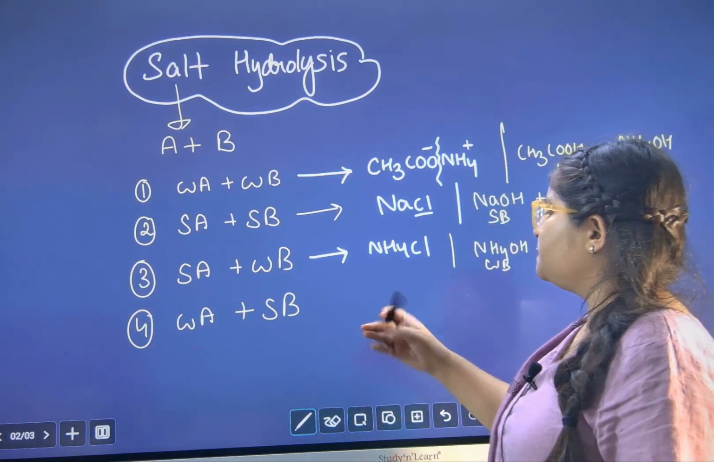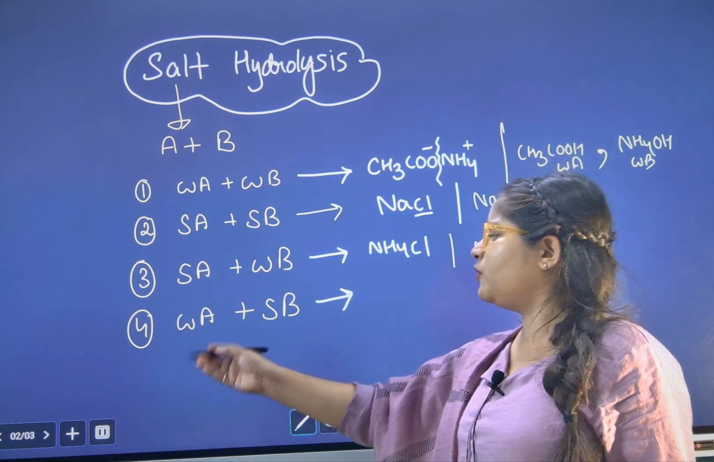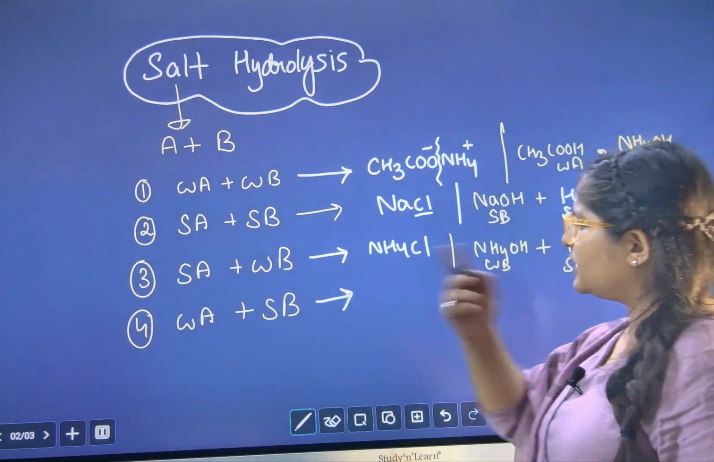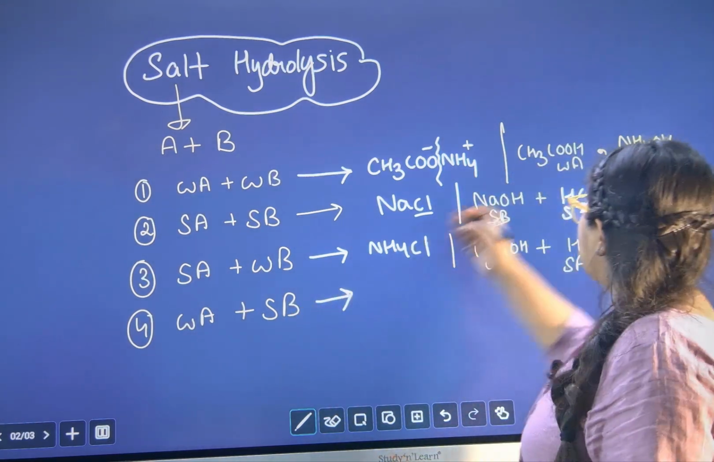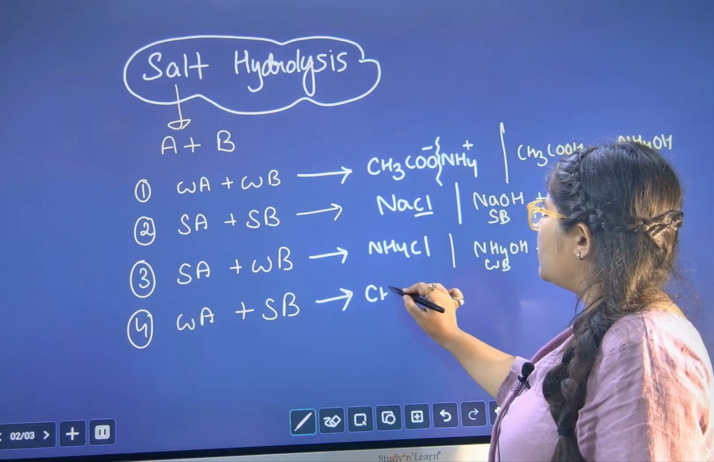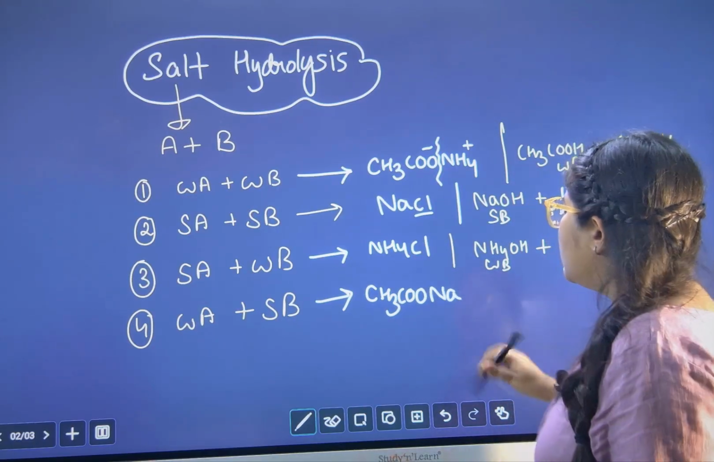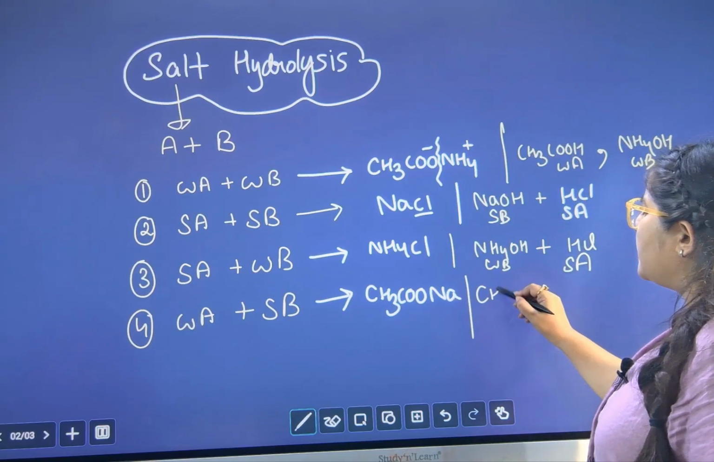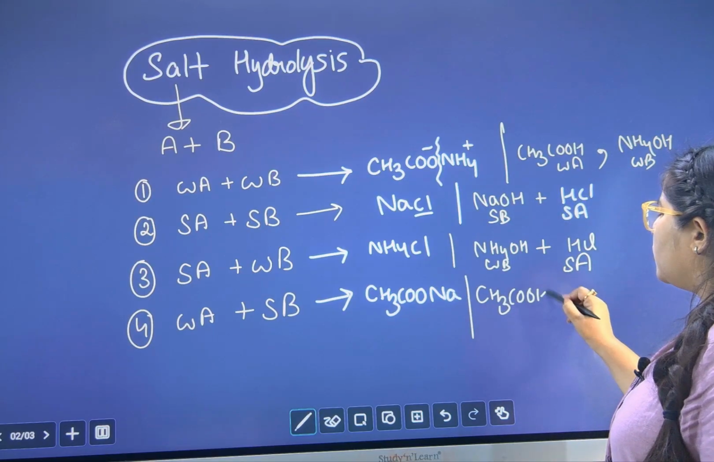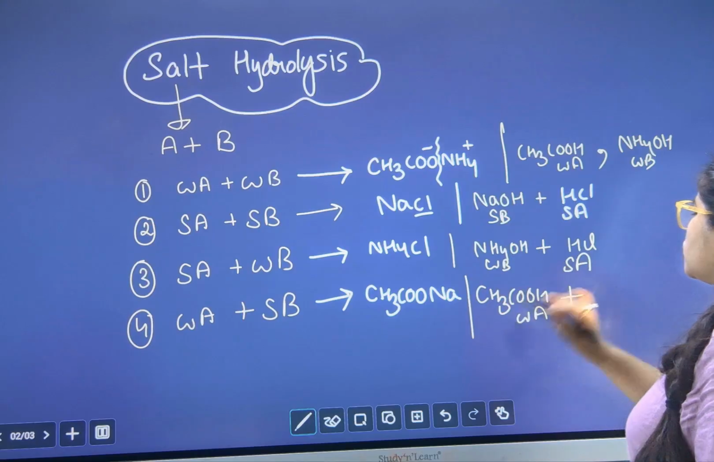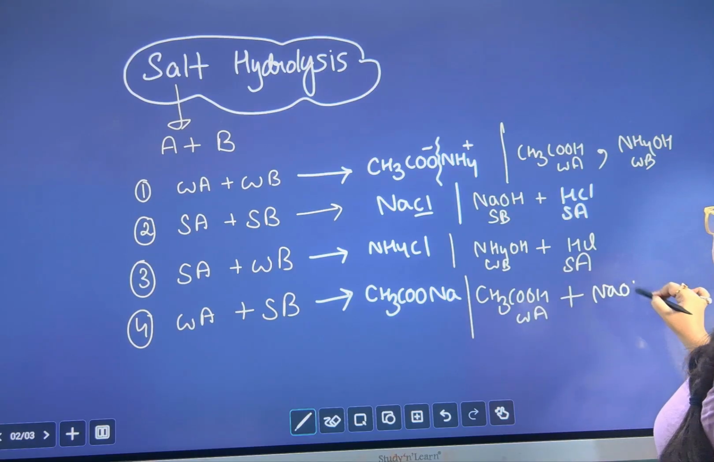Next, let us see one example of weak acid and strong base. Strong base, let us take NaOH. Weak acid, let us take CH3COOH. So I can write down one example, CH3COONa. CH3COONa would have come from weak acid CH3COOH plus strong base NaOH, right?